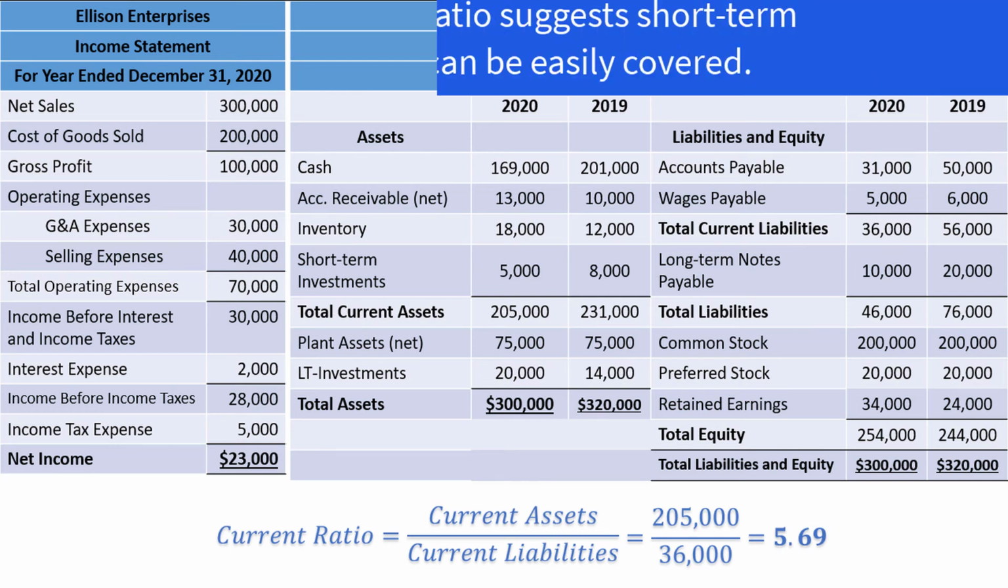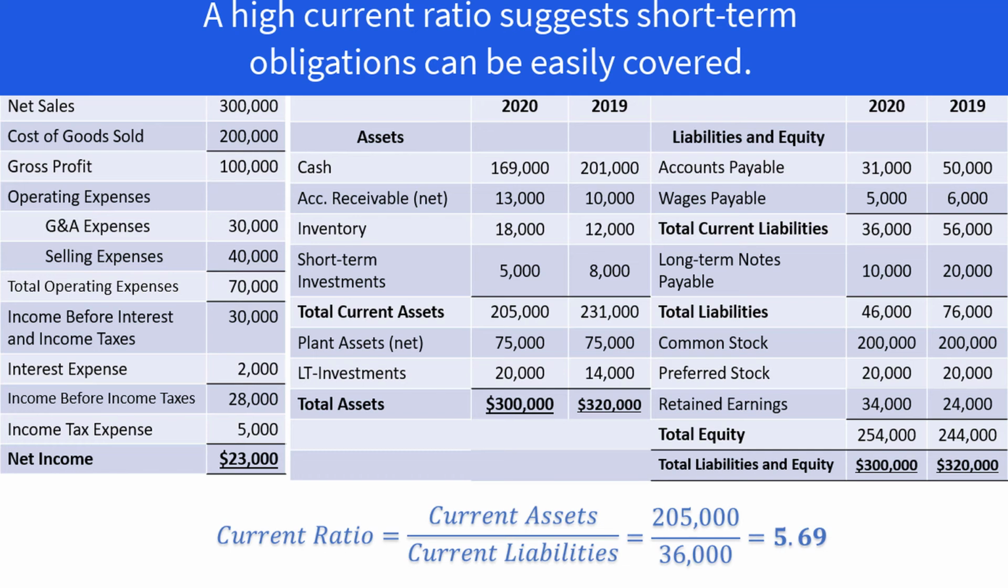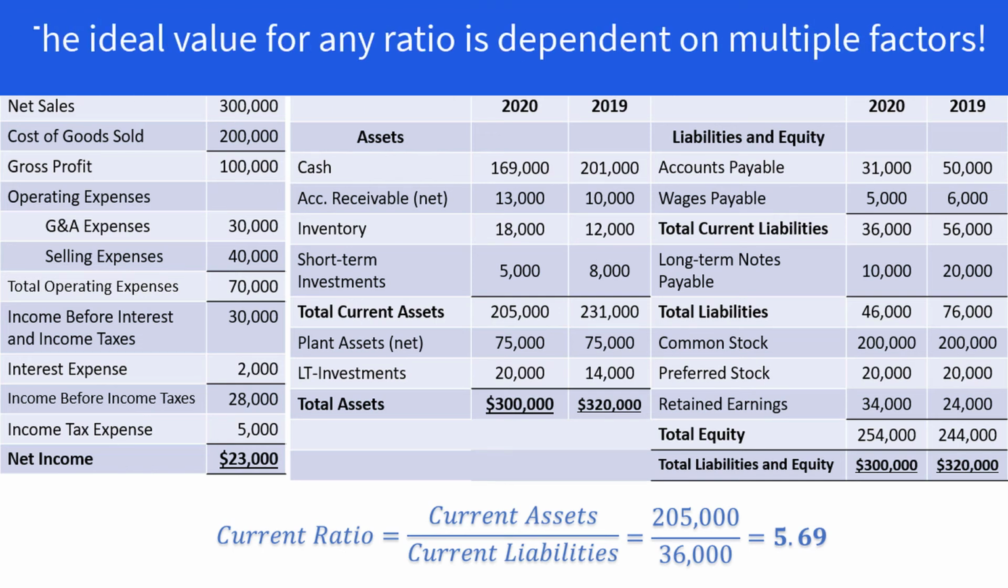A higher current ratio suggests that the company has plenty of resources, current assets, to cover their short-term obligations, current liabilities. For all ratios, the ideal value will depend on multiple factors, such as industry standard, business model, historical trends within the company, and many other factors, so there is no magic number we are looking for, just broad guidelines on what is generally desirable or undesirable.